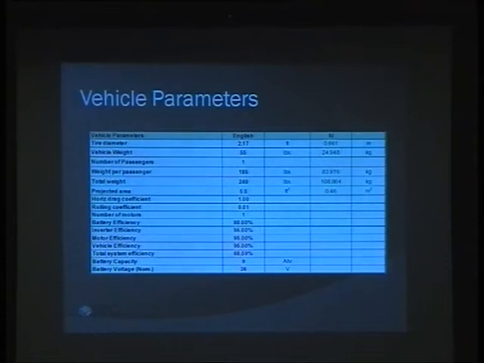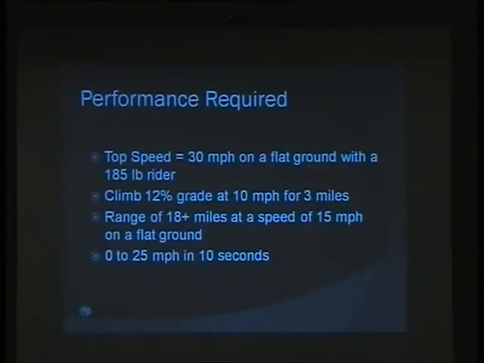Let's see that. Is battery efficiency the maximum efficiency? It depends on the current you draw. Normally the battery efficiency is the worst problem in electric vehicles. At light loads you have high efficiency, but at higher loads you have worse efficiency because the impedance is very high. Here, we can climb a 12% grade at 10 mph for 3 miles. We have a range of 18 plus miles at a speed of 15 miles per hour. And we have 0 to 25 miles per hour acceleration in 10 seconds.